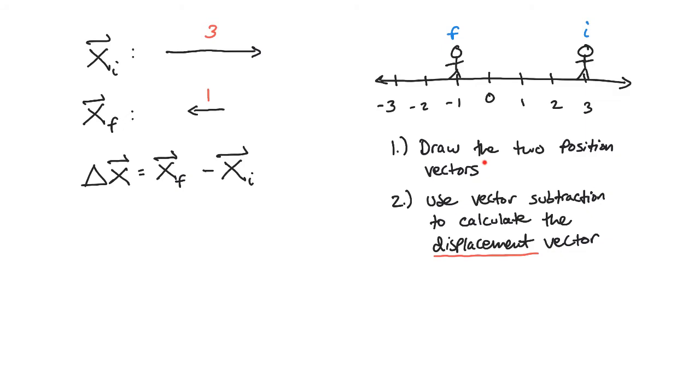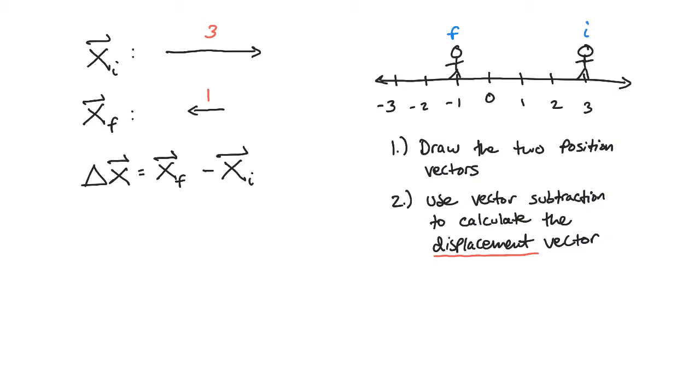Okay, so number one, draw the two position vectors. Remember how we do that? We start at the origin, and then we draw an arrow over to the first position. So that arrow would have a length of 3, or a magnitude of 3, and it would be pointing to the right. And I've drawn it over here. So this is the initial position vector as represented by that arrow. The final position vector, same process, start at the origin, draw an arrow to the final position, that points to the left, and it only has a magnitude of size 1. So we have our initial and final position vectors drawn.